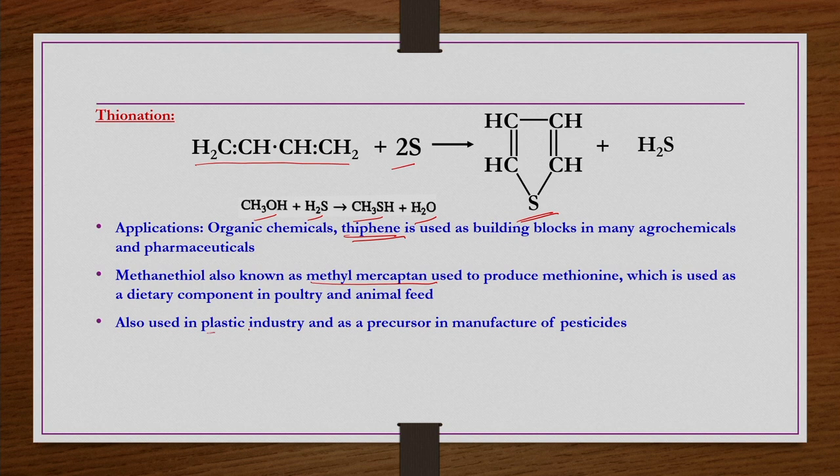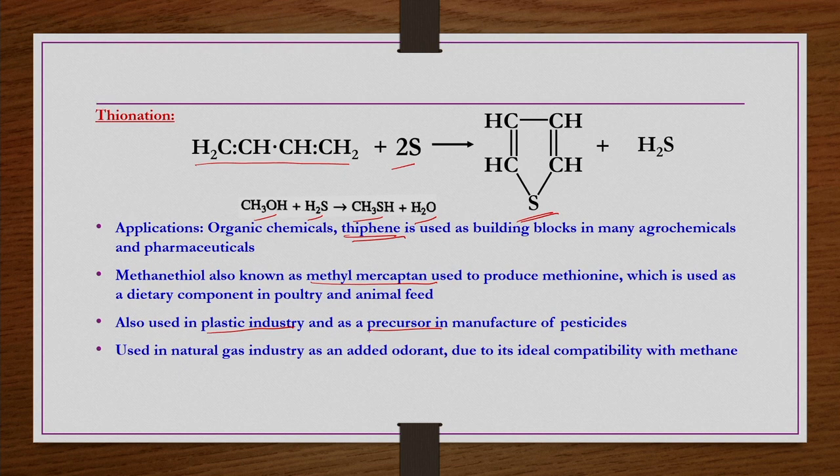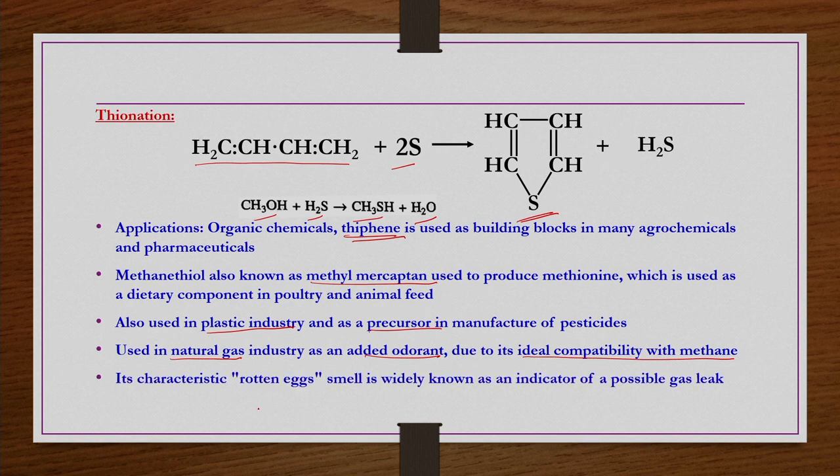It is also used in the plastic industry and as a precursor in manufacture of pesticides, and used in the natural gas industry as an added odorant due to its ideal compatibility with methane. It has the characteristic smell of rotten eggs, and this smell is often used as an indication of a possible gas leakage in production of these chemicals in general.